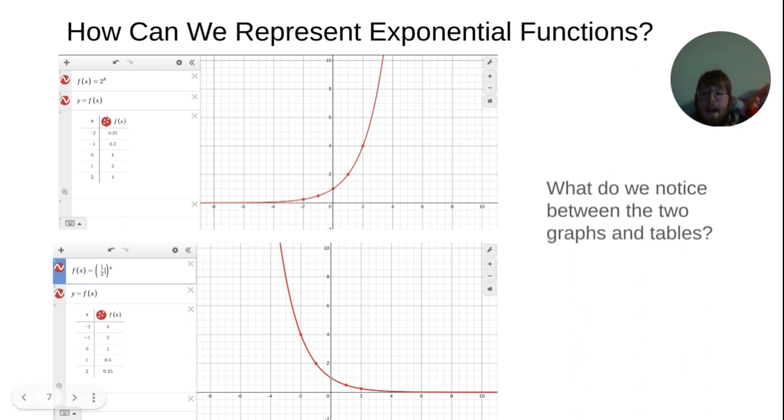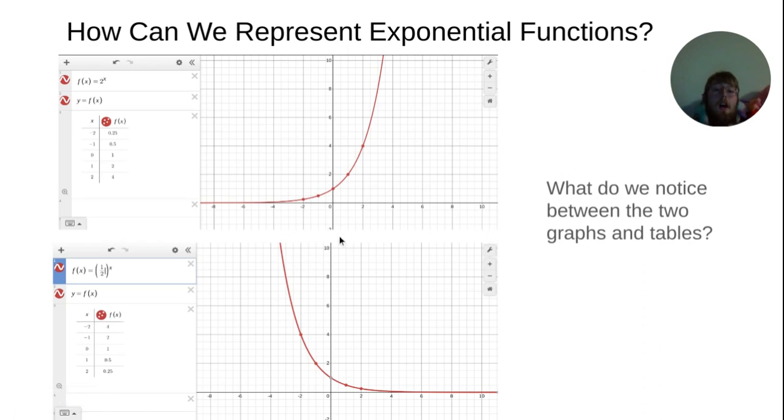Now for our 1/2, we have these same y values, but going the opposite direction. So for -2, we get 4. For -1, we get 2. For 0, we get 1. For 1, we get 0.5 or 1/2. For 2, we get 1/4.